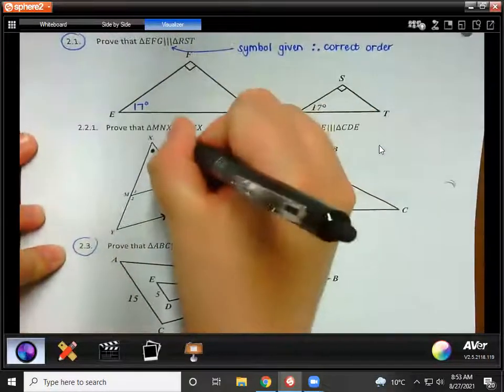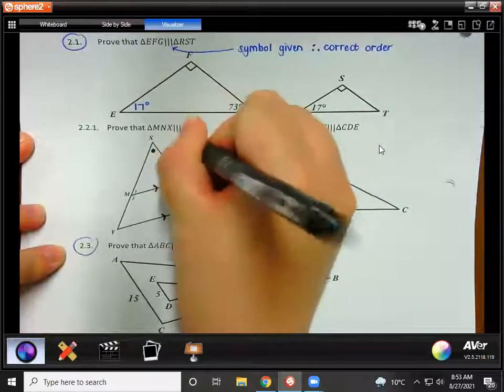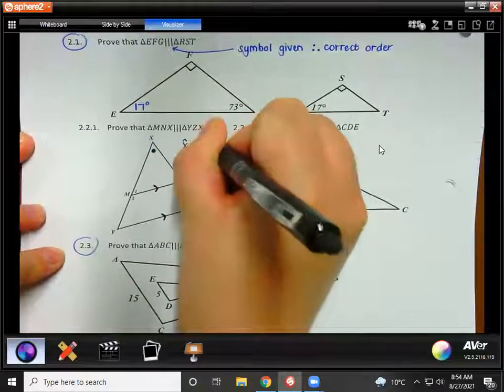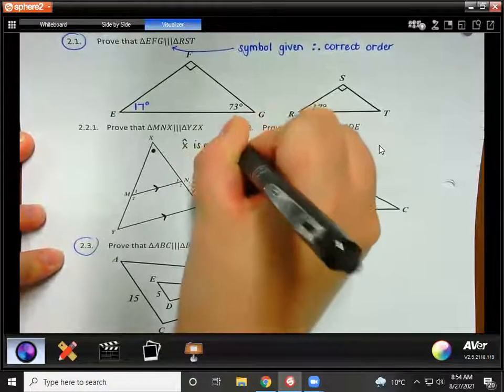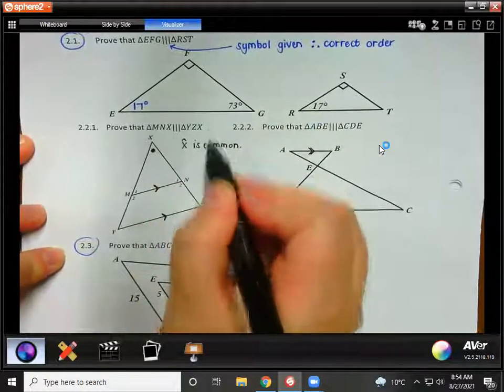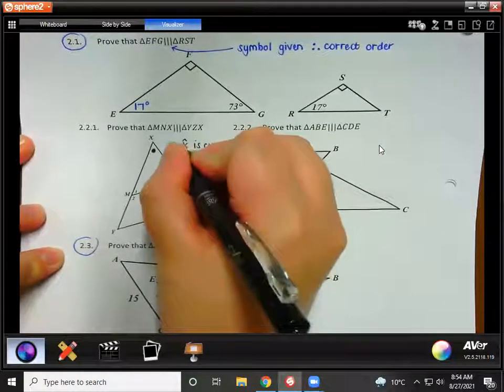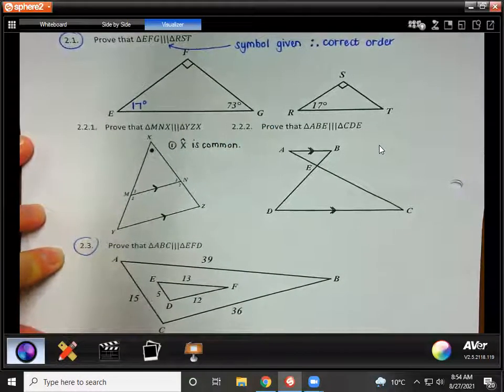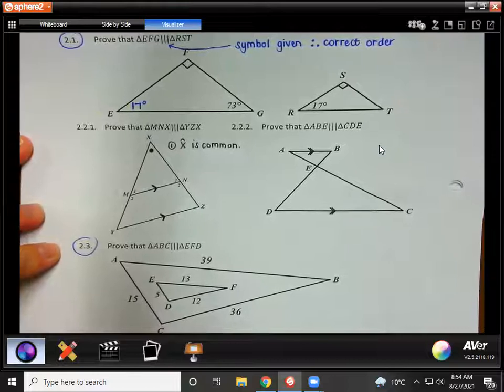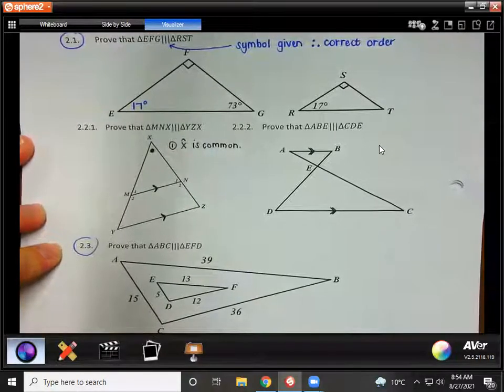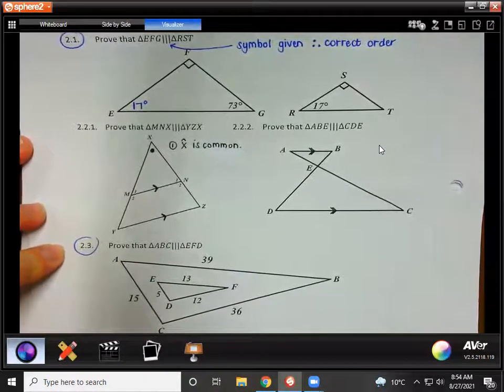So that can be the first one. I'll write it here on the side. I'm going to post a picture of this again. So you're going to do your whole triangle, this, and this will be number 1. X is common. What else? Can I use those parallel lines somehow? Yes, Hannah?